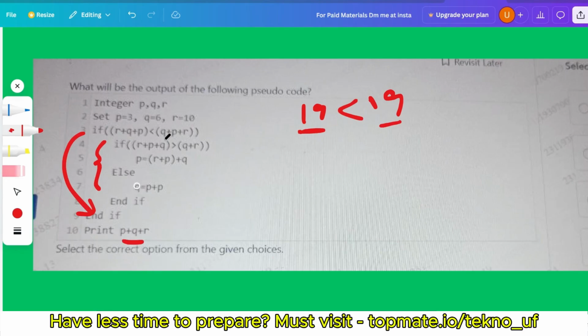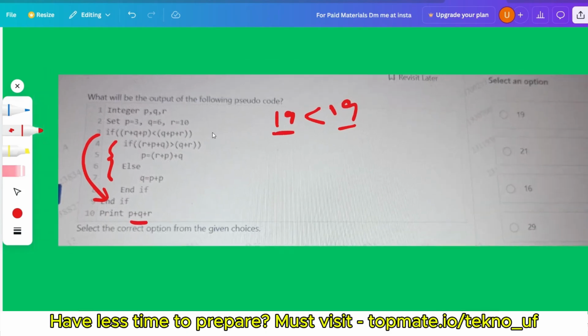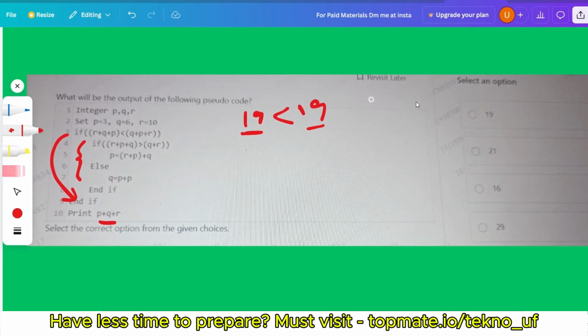So as I have told you earlier, don't skip the bigger problem, because that problem can be easier than the harder one. So here just calculate the value of p plus q plus r and that will be the correct answer. So p plus q plus r means 19, so that will be the correct answer. As you can see in the options, 19 is at the first, so that will be the correct answer. So I hope you guys understood.